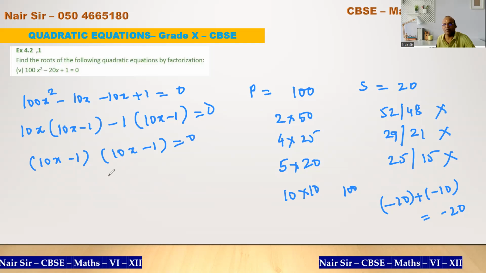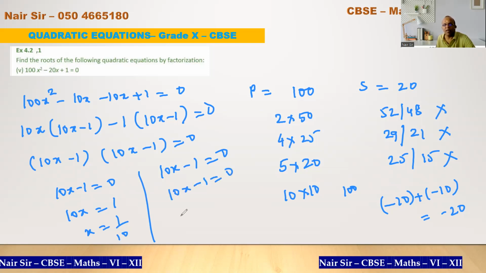This is my equation. Then what do I do? 10x minus 1 is equal to 0, so 10x is equal to 1, and x is equal to 1 upon 10. Same for the other factor: x is equal to 1 upon 10. Wonderful. Hope you have understood it.